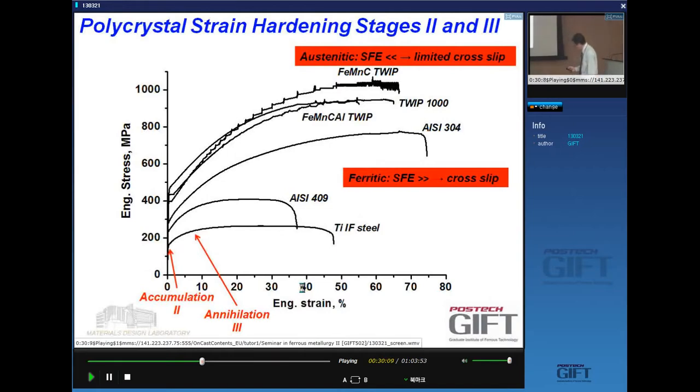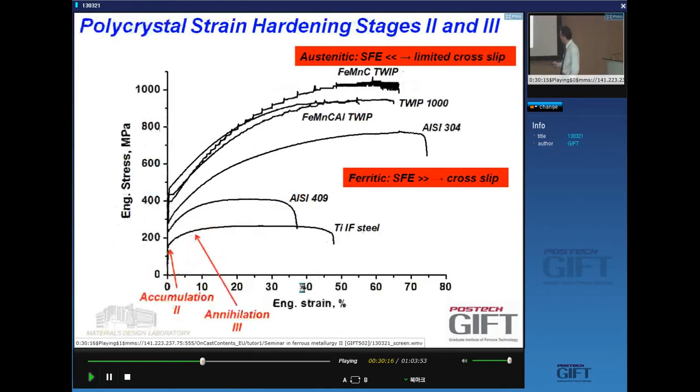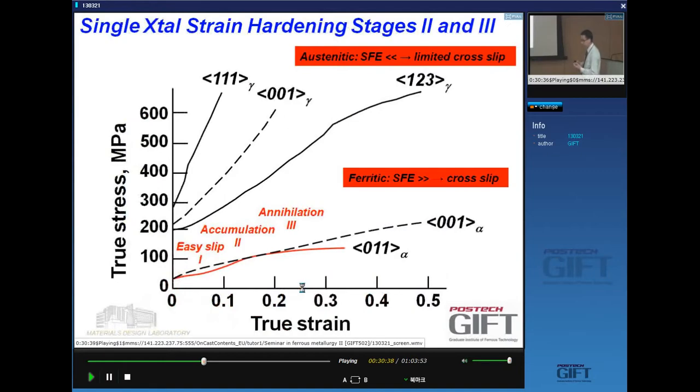Now, some of you may wonder, yes, but I remember from my lectures, when you look at single crystals of materials, that you have this thing called easy slip, and how does this connect with what we're looking at here? Well, so stage 2, stage 3. How does this connect with my polycrystal hardening?